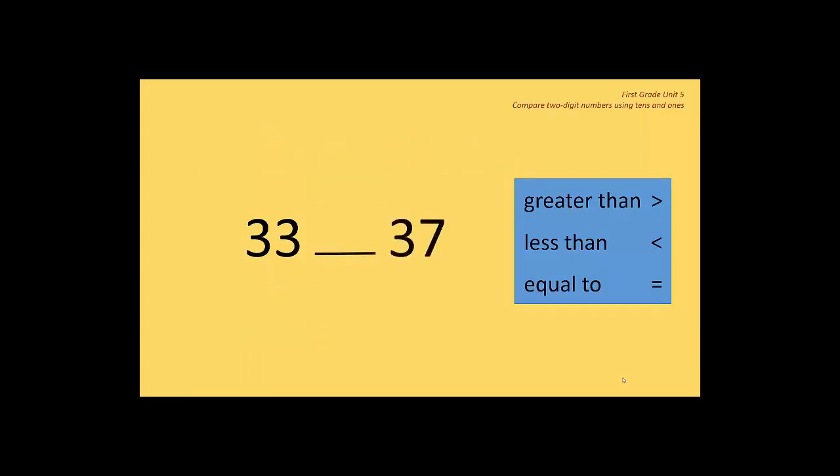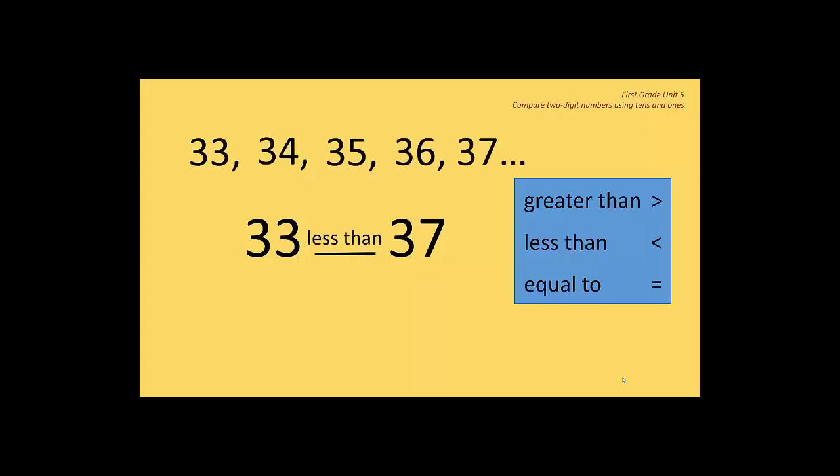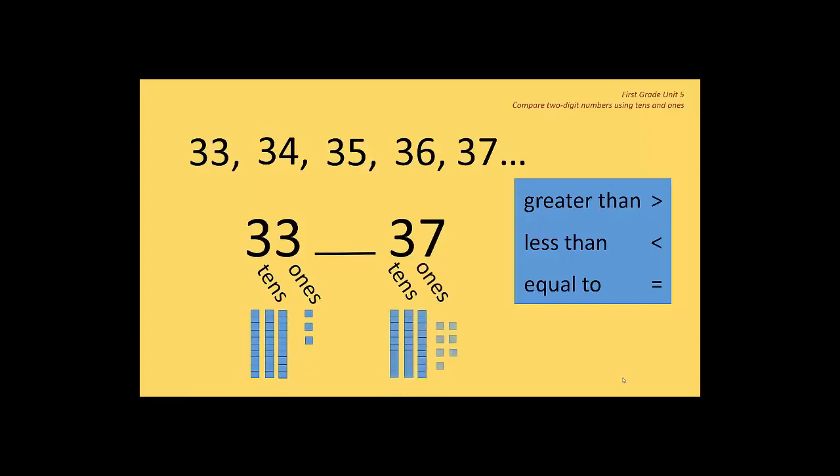If comparing 33 and 37, a student might explain his thinking by saying, I know that 33 is less because when I count, I say 33 before I say 37, so 33 is less than 37. Another student might explain her thinking differently by saying, 33 has 3 tens and 3 ones. 37 also has 3 tens, but it has 7 ones, which is more than 3 ones. So 33 is less than 37.